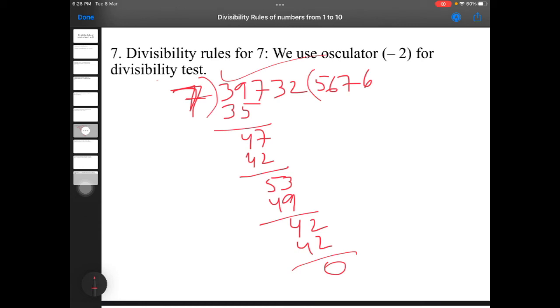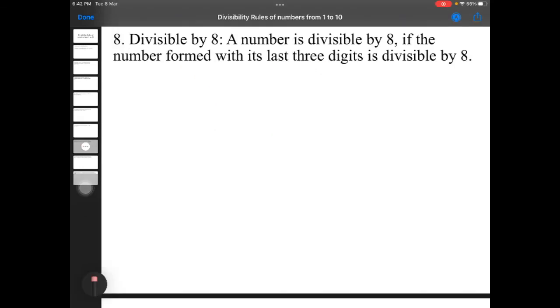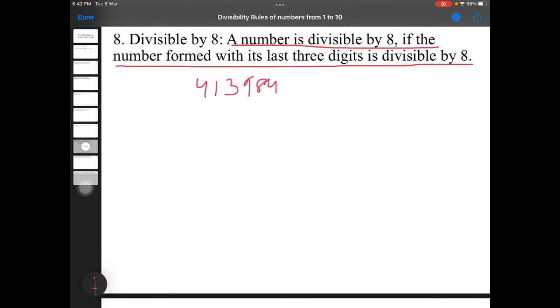For divisibility rules for number 8, it says a number is divisible by 8 if the number formed with its last 3 digits is divisible by 8. So it means any number, if the last 3 digits of that number are divisible by 8, then that whole number can be divided by 8. Let's take example 413984. According to this rule, if the last 3 digits of this number are divisible by 8, then this whole number can be divided by 8.